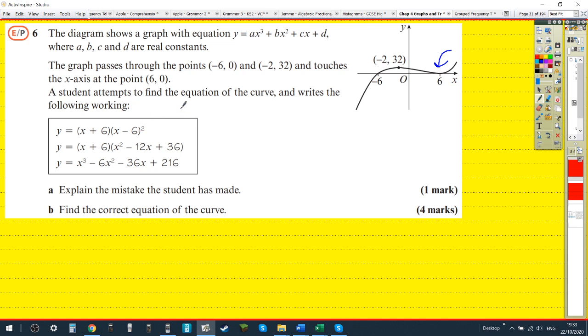It'll be written out as x plus 6 and then x minus 6 and then x minus 6 again.